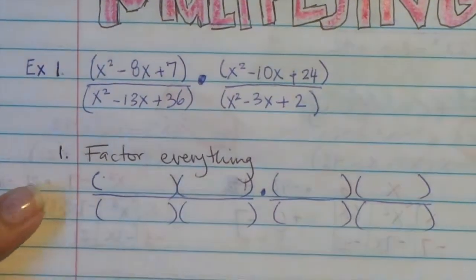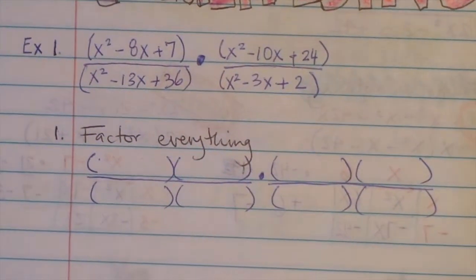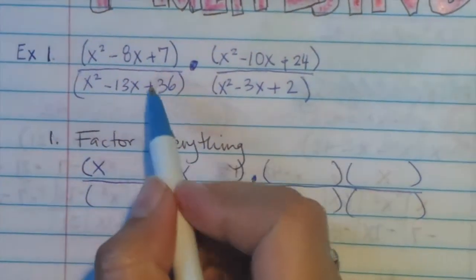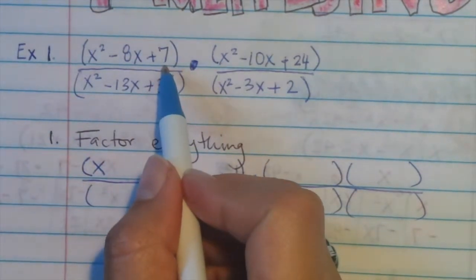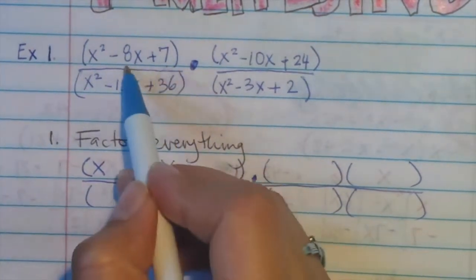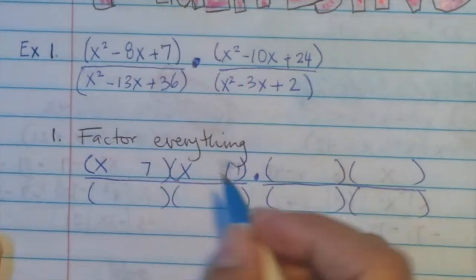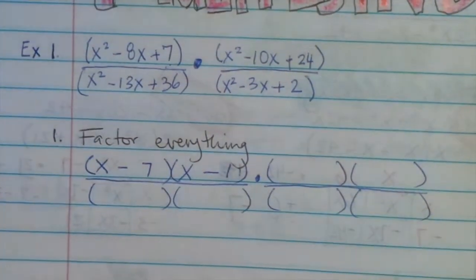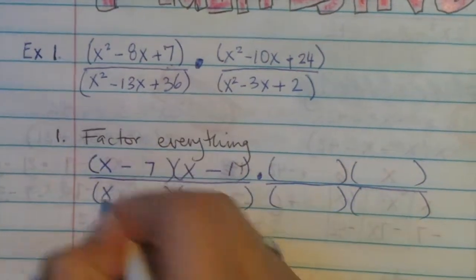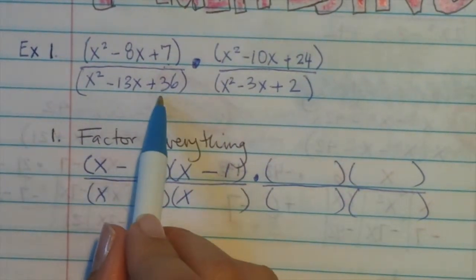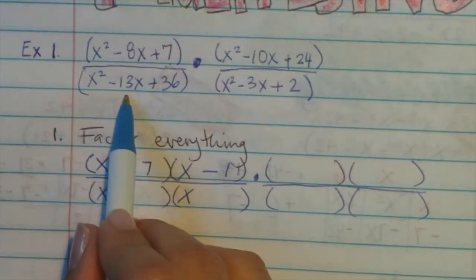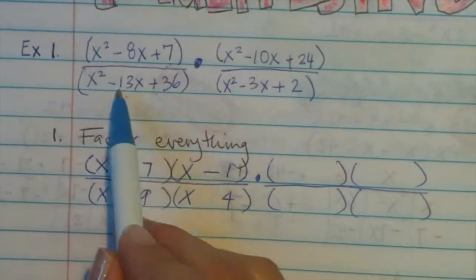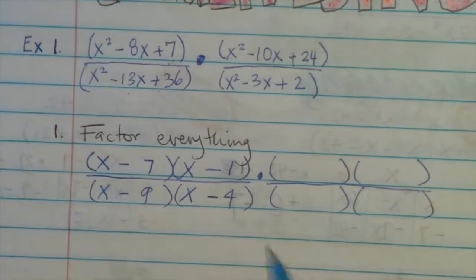So for that reason, I'm not going to do any boxes. All of this is going to break down into x plus or minus something, x plus or minus something. So what two numbers multiply to 7 and add to negative 8? 7 and 1. And what are the signs? It's going to be negative and negative, because negative 7 times negative 1 is positive 7. This one, 9 and 4. And again, look at the signs. What multiplies to positive 36 and adds to negative 13?